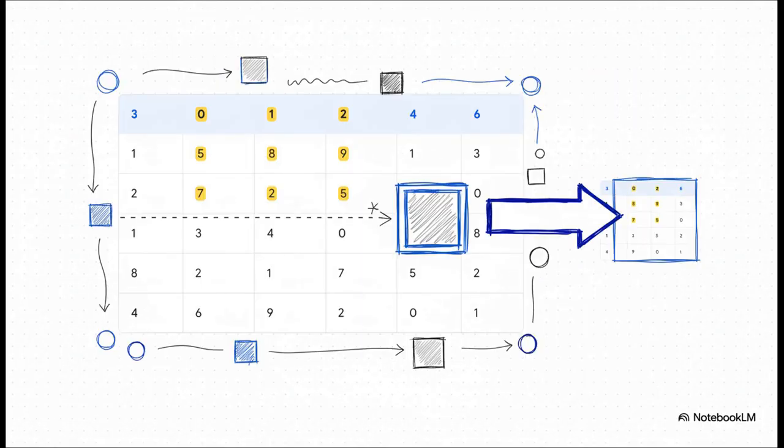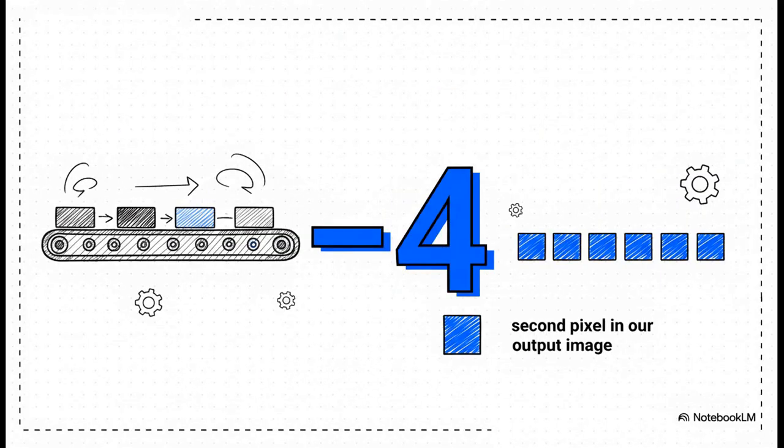And then what? You guessed it. We just slide the filter one little spot to the right and do the exact same thing all over again. Place, multiply, and sum. This time, we get -4. That becomes the second pixel in our output. It's like an assembly line, right? We just keep it moving, sliding, and calculating across the whole image.